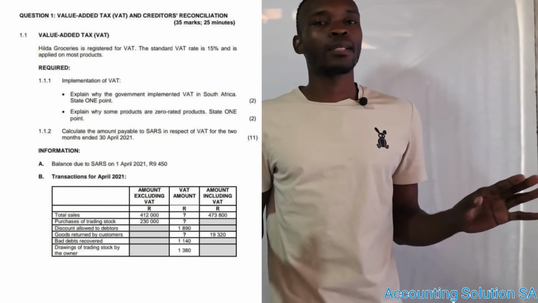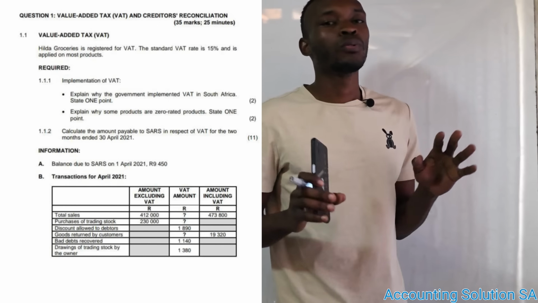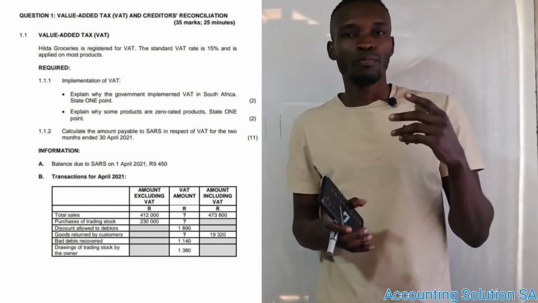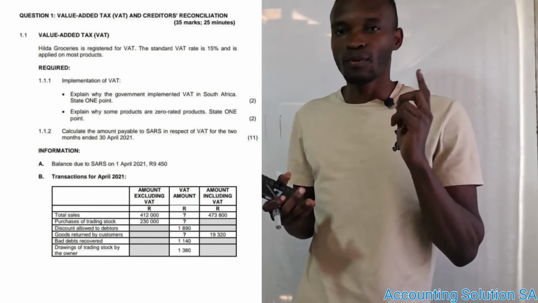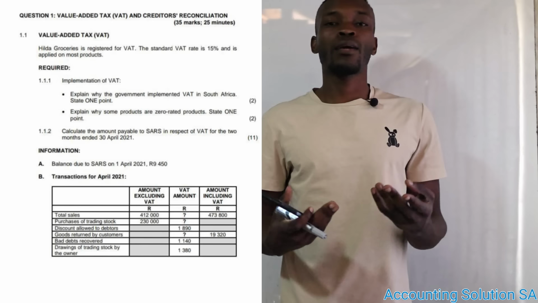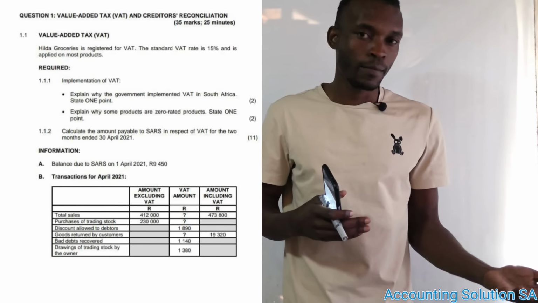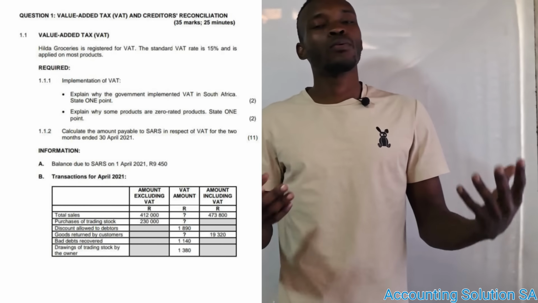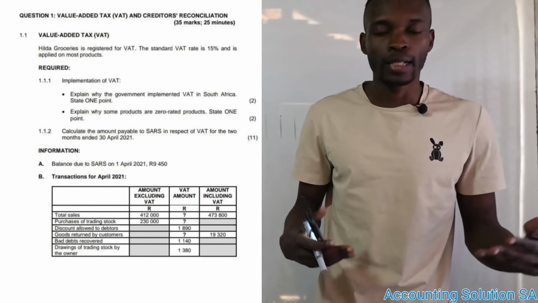Okay, so remember guys, in term 3 you are only going to do 2 chapters in accounting. Chapter 1 will be VAT and chapter 2 will be budgeting. You're going to write a control test around August, and at the end of August you are going to start with your trial examination.